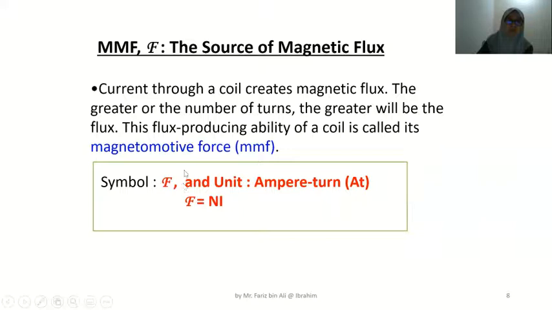The symbol is F, and the unit is ampere-turn, or AT. This F is equivalent to the number of turns times the current in the coil. From this formula you can see that the MMF is proportional to the number of turns times the current. If you increase the number of turns, you will get a greater MMF.